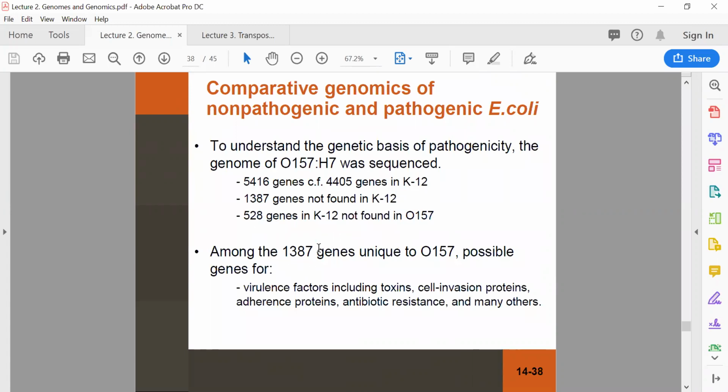So they actually mined these genes, studied these 1,387 genes unique to pathogenic E. coli, and what did they look for? They looked for virulence factor genes, and virulence factor genes will produce toxins, cell invasion proteins, proteins that will break down cells, kill cells, and adherence proteins, proteins that enable the E. coli to actually attach to cells so that they can invade. Genes that encode antibiotic resistance. So, of course, these pathogenic bacteria don't respond to antibiotic treatment, and so on.